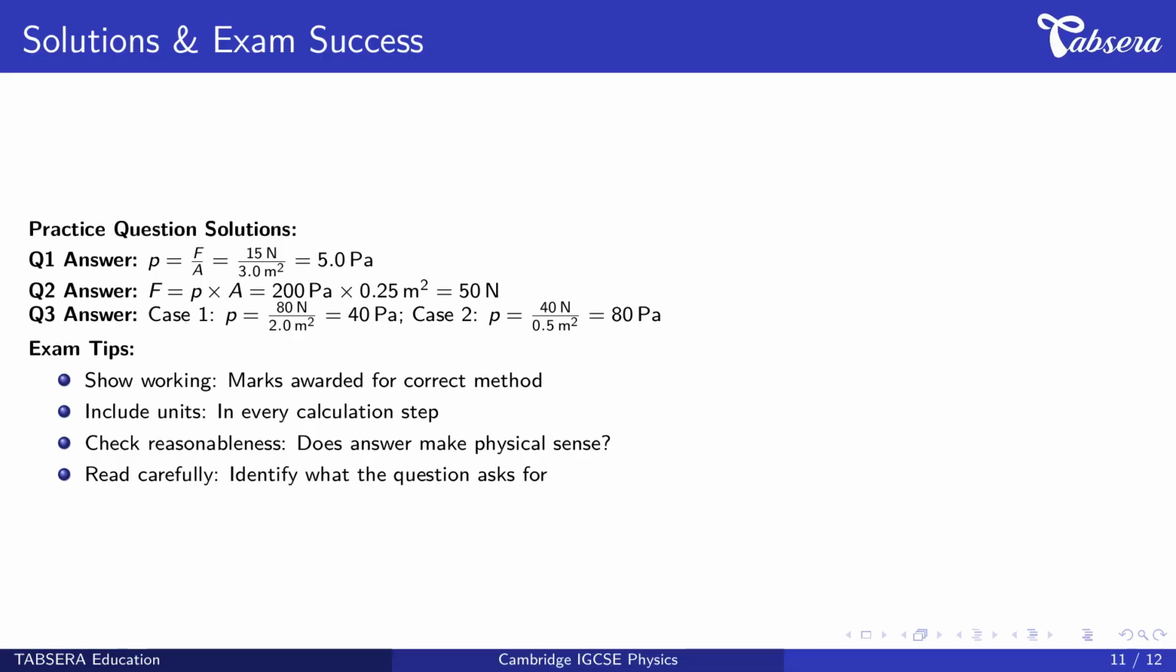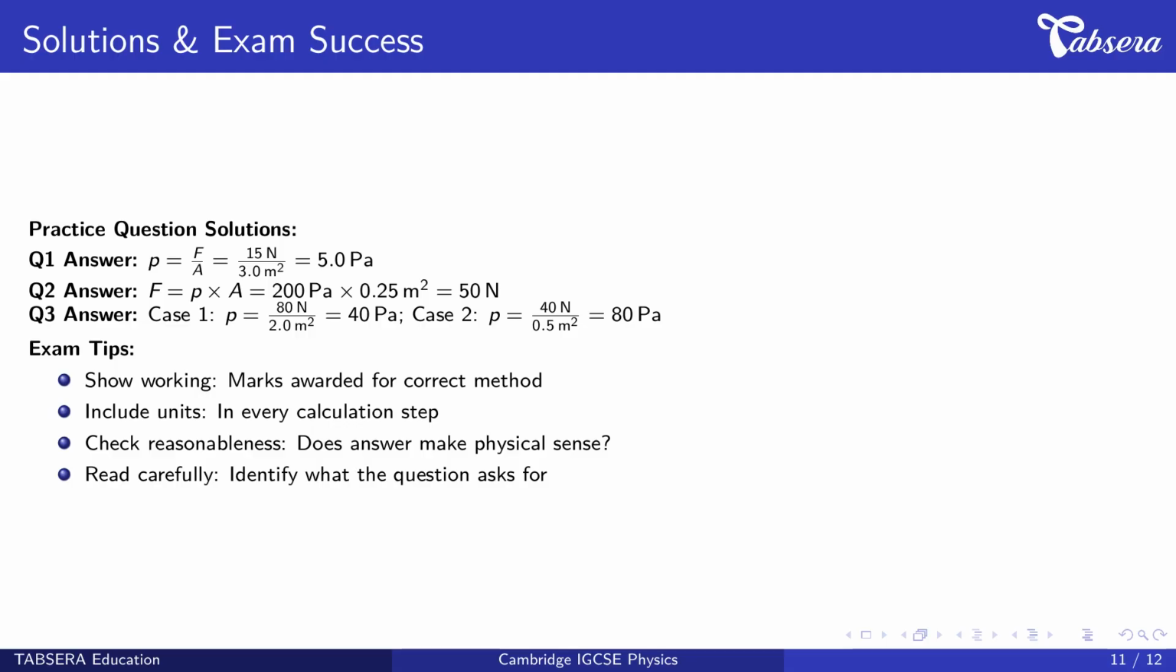Let's review the solutions. For question 1, the answer is 5.0 pascals. Using P equals F over A, we substitute 15 newtons divided by 3.0 square meters, giving 5.0 pascals. This is reasonable for everyday pressures. For question 2, we rearrange to find force. F equals P times A, so F equals 200 pascals times 0.25 square meters, giving 50 newtons. This makes sense. Higher pressure over smaller area still requires significant force.